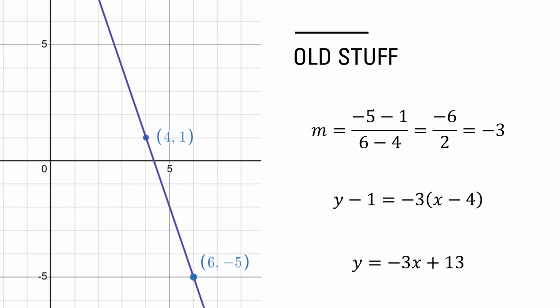The first thing I do is find a slope. I use that y2 minus y1 over x2 minus x1. This slope is -3. Now that I have a slope, I can put it in that point slope form using that first point, which is 4, 1, and the slope, which is -3. And then we put it in slope intercept form and kind of clean it up a little bit.